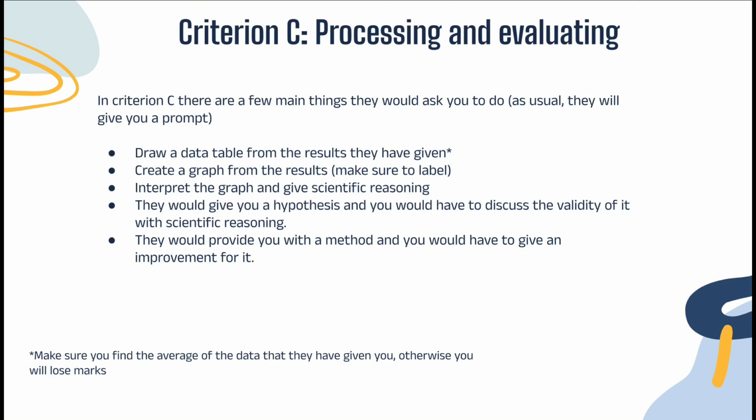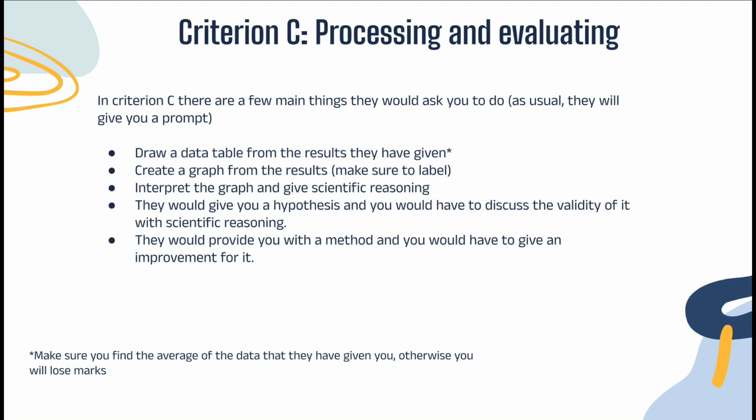Then you will need to create a graph from the results, and make sure you label the y-axis, the x-axis, and even give it a title, because you lose marks on that. You have to interpret the graph and give scientific reasoning as to what you interpreted and why it's happening. Then they usually give you a hypothesis, and you have to discuss the validity of it with scientific reasoning again. So if it's valid, if it's not valid, and why.